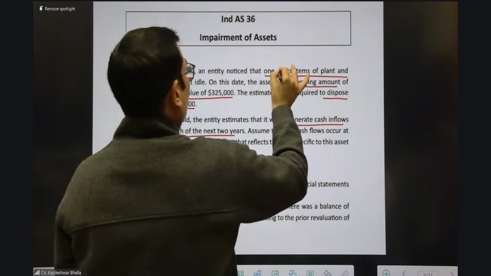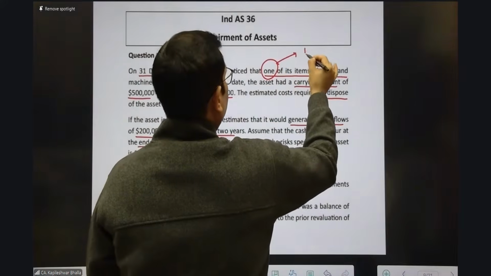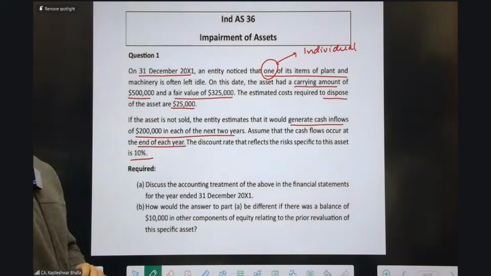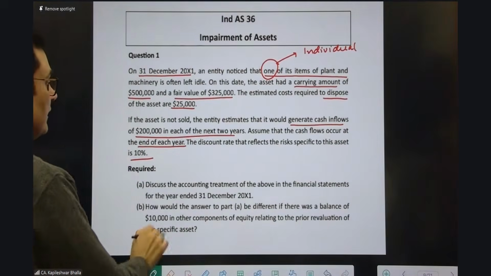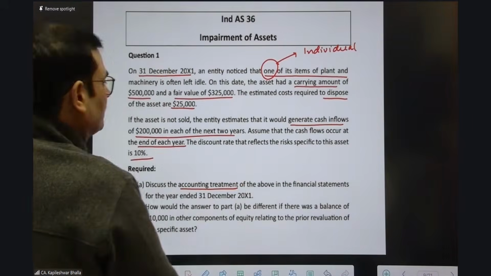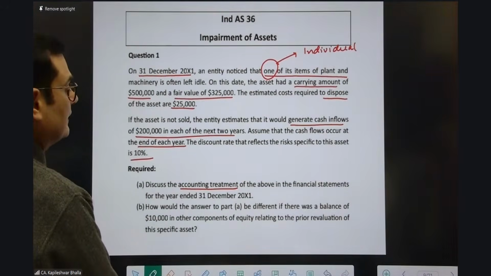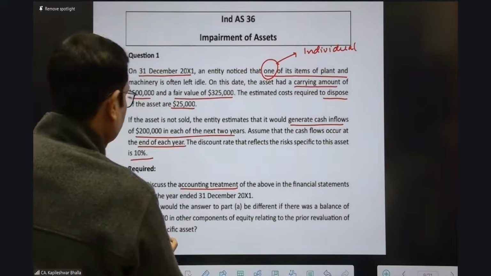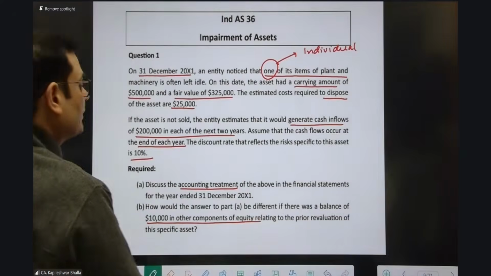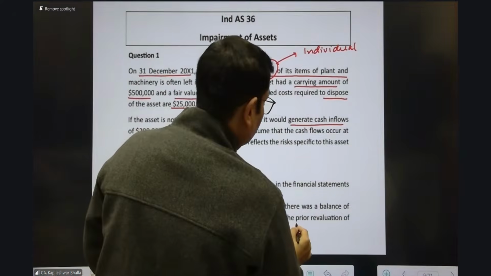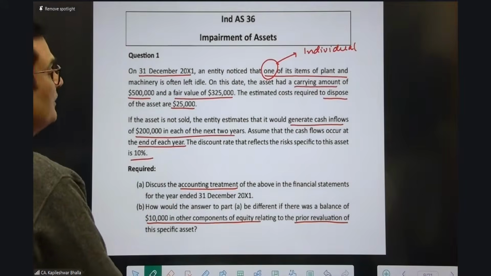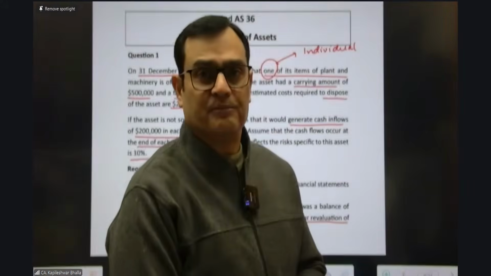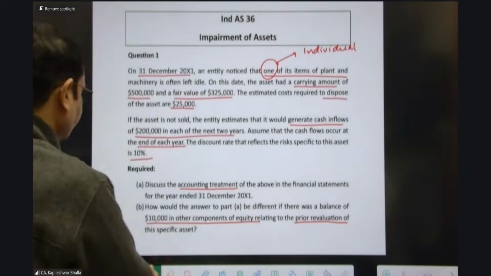When it says one of the items, it is a clear-cut indication that impairment is taking place for an individual asset in this particular case. Discuss the accounting treatment of the above in the financial statements for the year ending December X1. How would your answer to part A be different if there is a balance of 10,000 in other components of equity, which relates to the prior revaluation of this particular asset? So it relates to a revalued asset in this case. Let's do the computation.